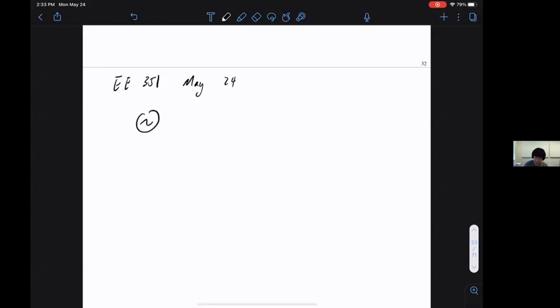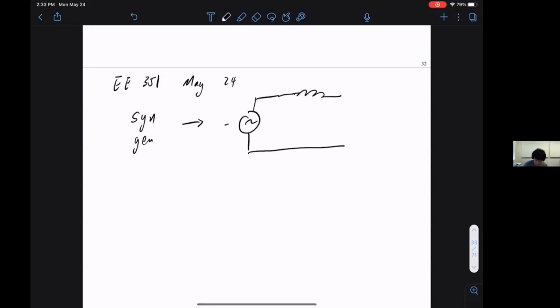So if we have a synchronous generator, electrically, the way we're going to look at it is there's some voltage source sitting behind a reactance. Right? So there's some equivalent field voltage, and then there's a synchronous reactance representing the reactance coming from the fact that we have coils of wires in this machine. So this is our synchronous generator.